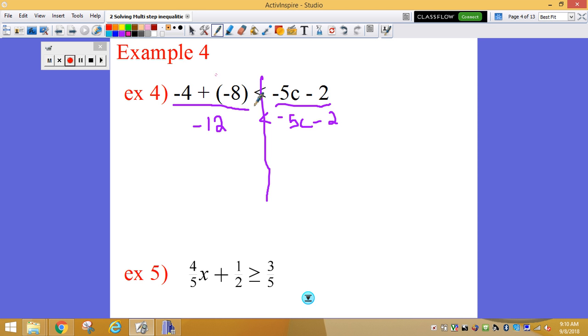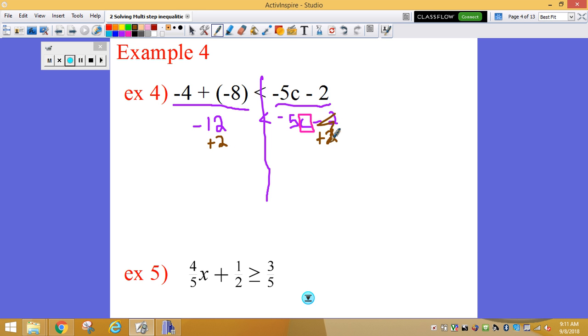All right, my goal is to get this letter by itself. So I got to figure out, do I want to move the 5 or do I want to move the 2? Well, the 5 is attached, so I want to move the 2 by doing the opposite, and the opposite of minus 2 is plus 2.